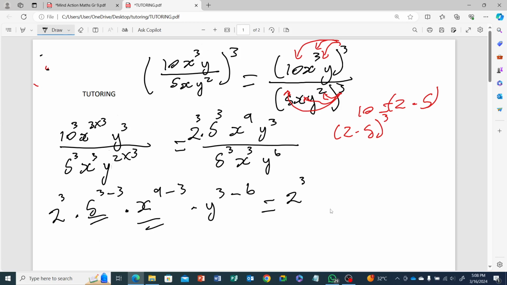This will amount to x exponent 6. This one, it's times y minus 3. Okay, so the simplified version of the answer will be 2 cubed x to the power of 6 all divided by y cubed. Okay, so does it make sense now?